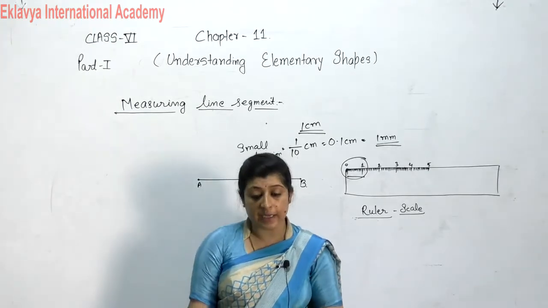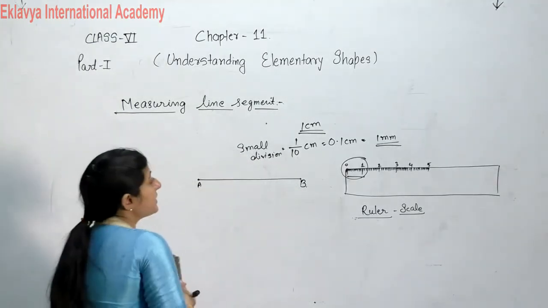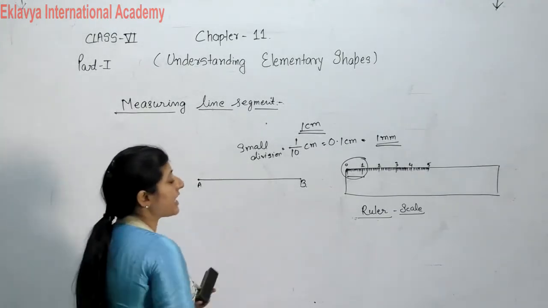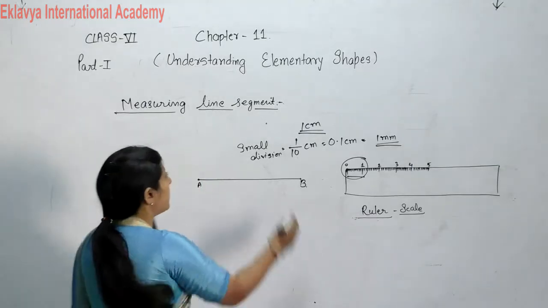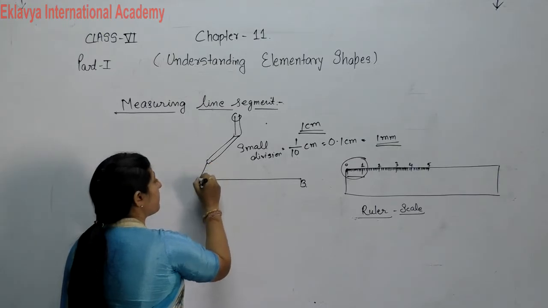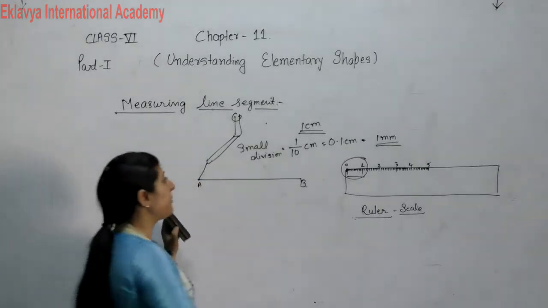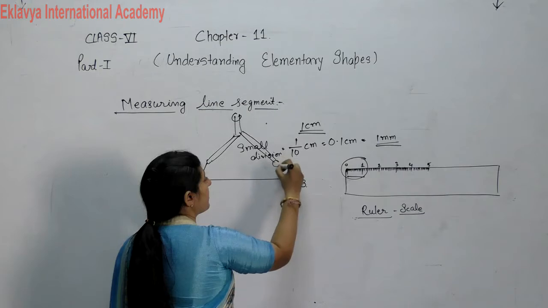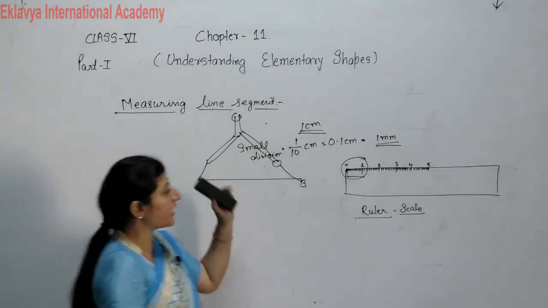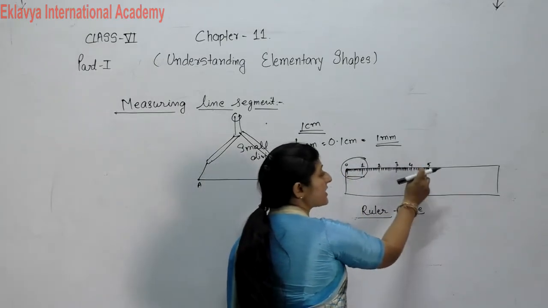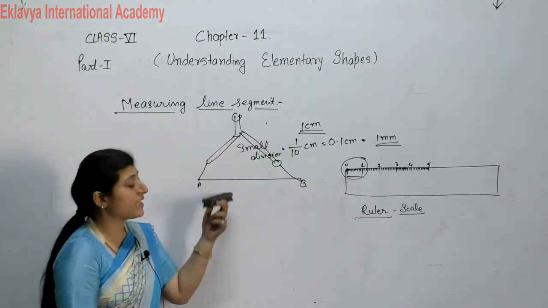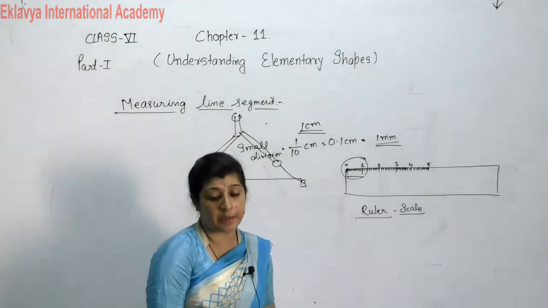And using a divider, what can you do? Suppose you have a divider and scale both. Then you can open your divider, put the first pointer at point A and the second pointer of your divider at point B. Then put this divider as it is on the scale. Then you can find out how much is the length of this line segment.